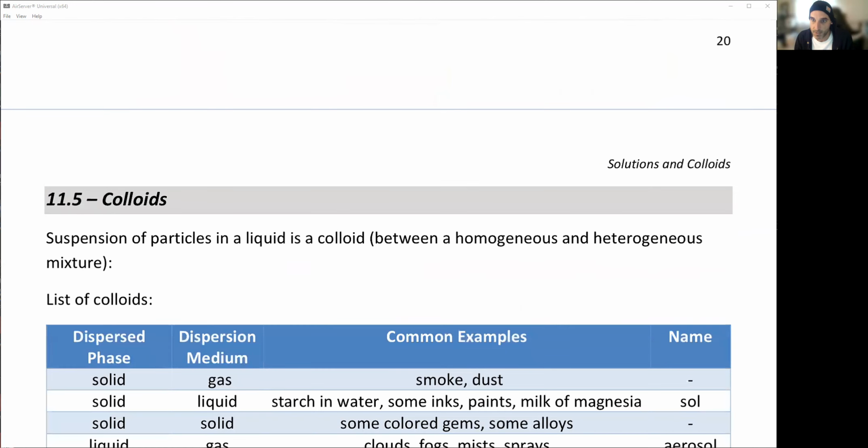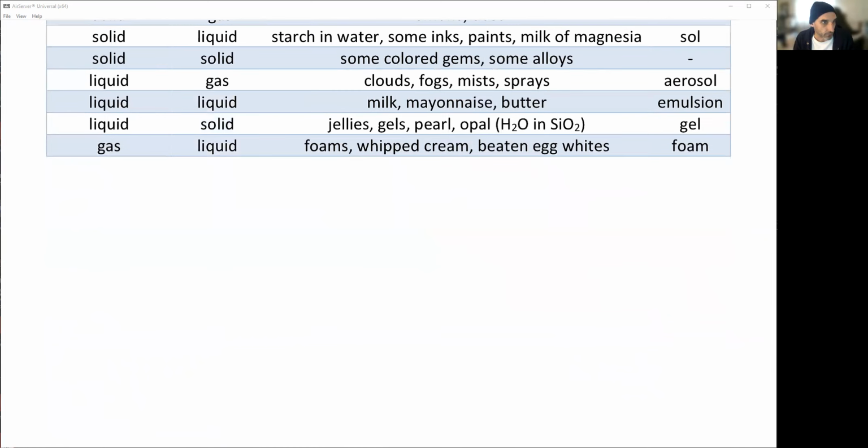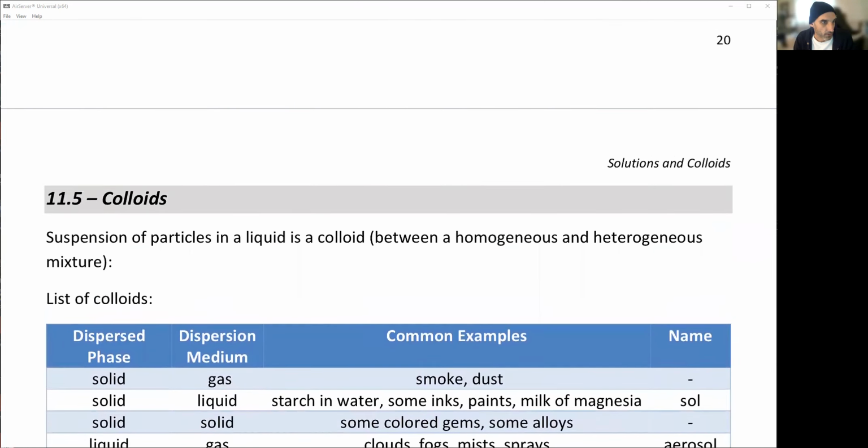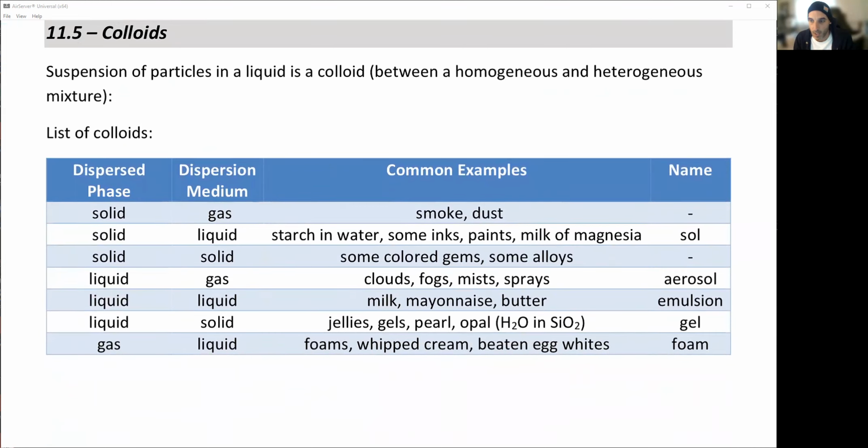colligative properties problems. And actually, I'm just going to go into colloids quickly. I'll just mention colloids because I know I mentioned them in class before. We have a bunch of colloids. Instead of a solute and solvent, we now have a dispersed phase and a dispersion medium, and they're quite different. So I'm just going to let you guys read that.